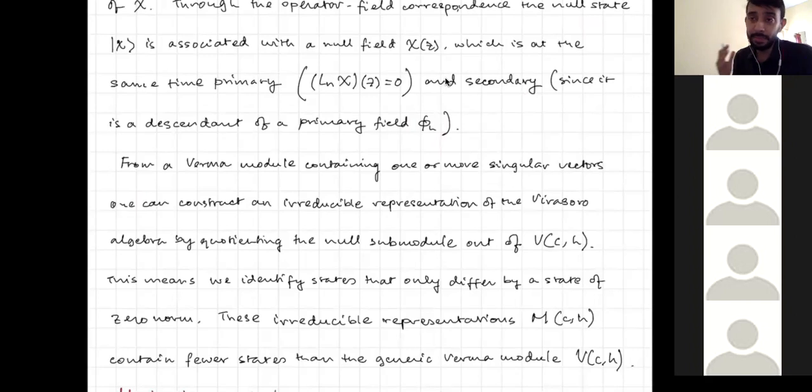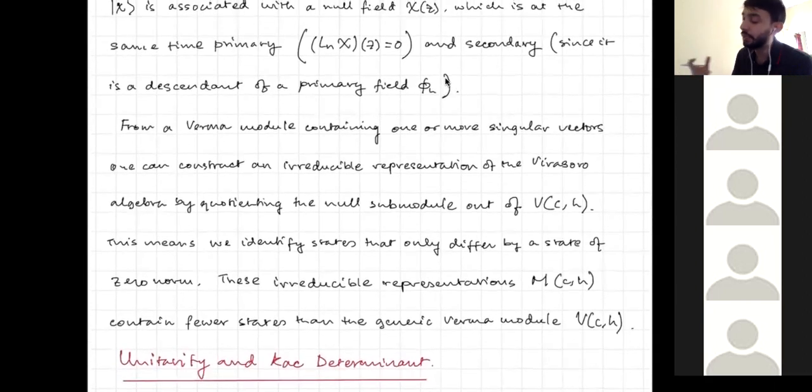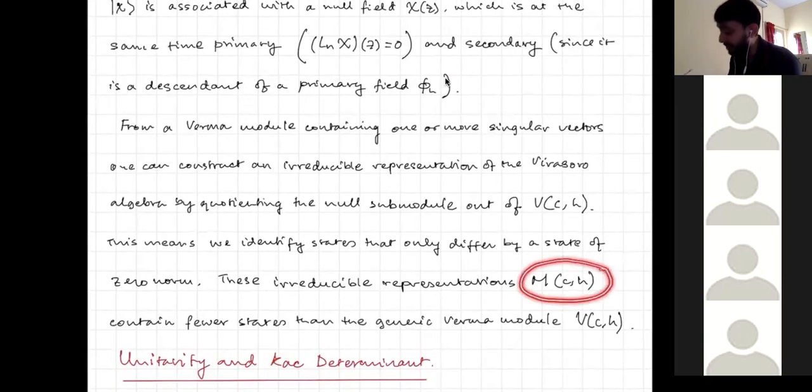What does this mean? This means we identify states that differ by a state of zero norm. If there are two states which differ by a state of 0 norm, we are going to identify these states. If we do that, this will give you the irreducible representation. In a sense, you're just throwing out these zero norm states. So irreducible representations will contain fewer states, and we will call this M of h instead of V of h as we have been doing.